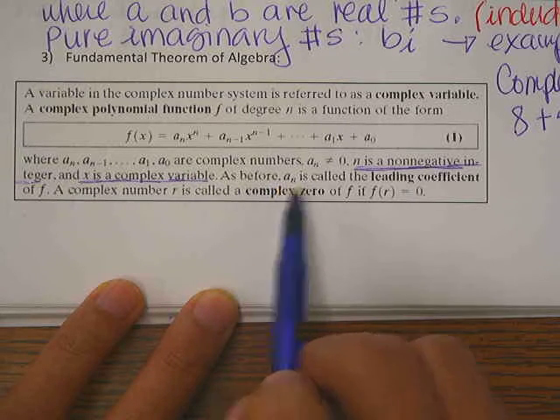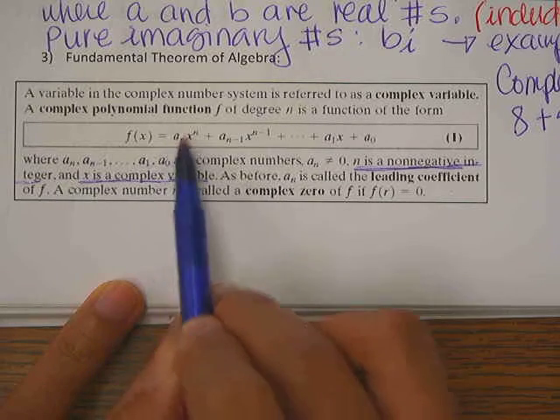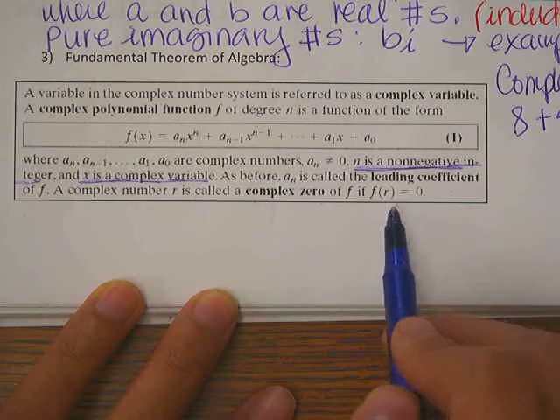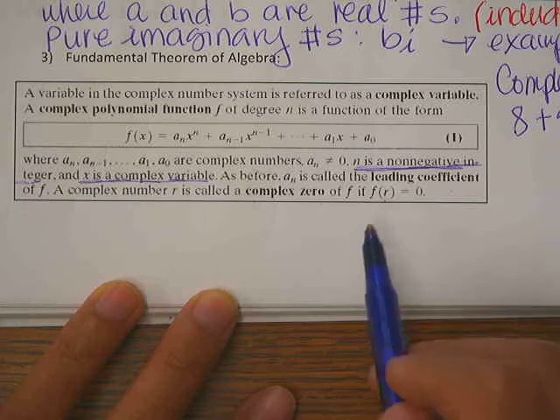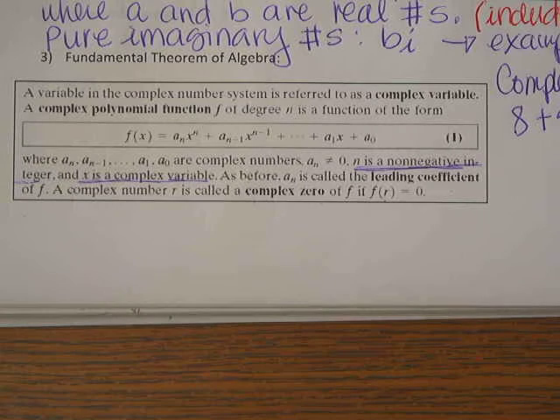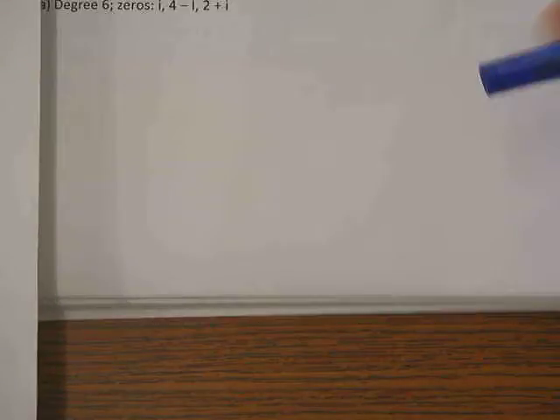As before, a sub n is called the leading coefficient of f, I mean, my first one. A complex number r is called a complex zero. So the only difference now is we're replacing the words real zero with complex, but nothing else is changed. For example, the method of solving it is still the same. But now when you're solving for complex zeros, we have to find all solutions. That's all it means. All right, guys? Moving on to our next definition.